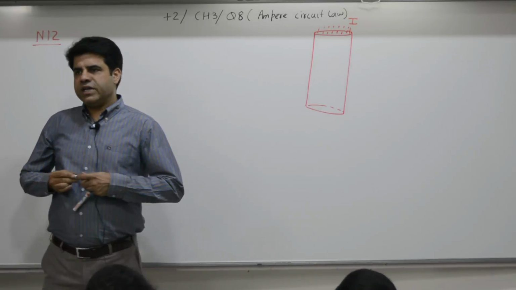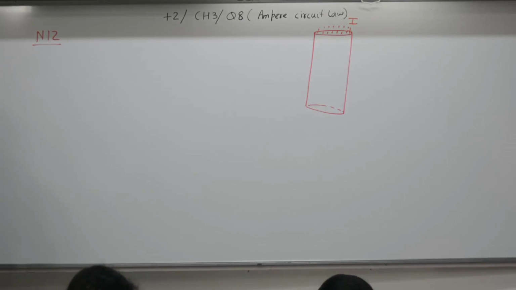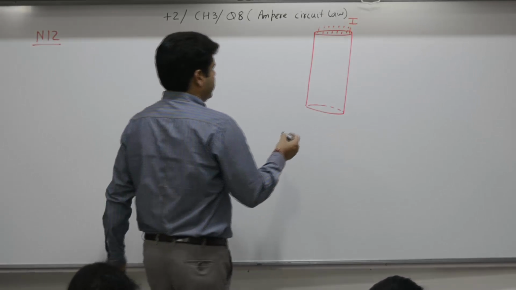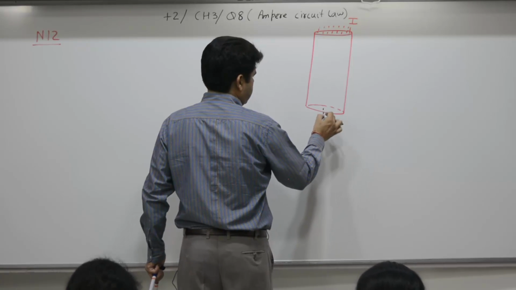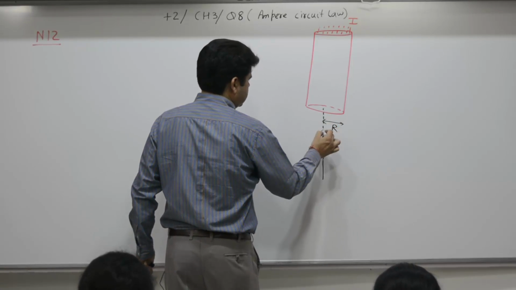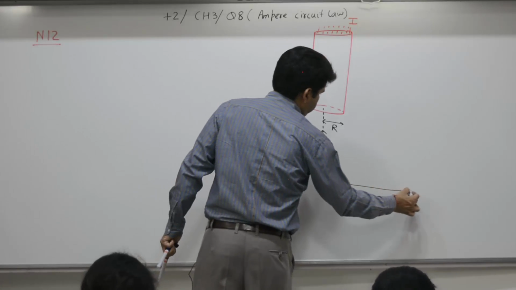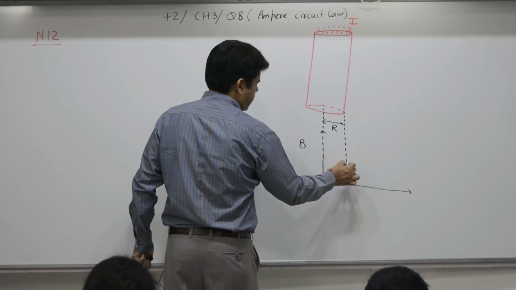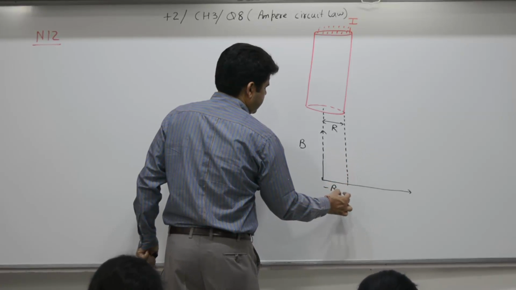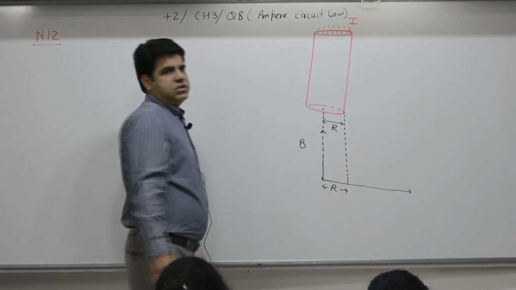What you have to find out is the magnetic field. What is the radius of the wire? Capital R. What you have to find out is B, inside and outside.